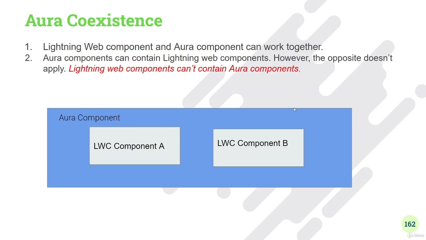So if you look at this diagram, the blue color is my Aura component. Within the Aura component, I can embed as many Lightning Web components as I want. So let's go to our VS Code and see how we can achieve this.